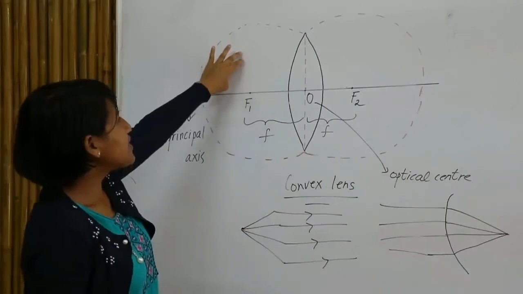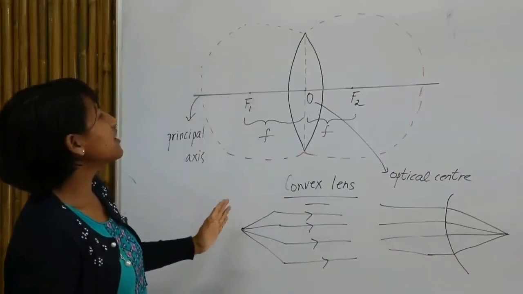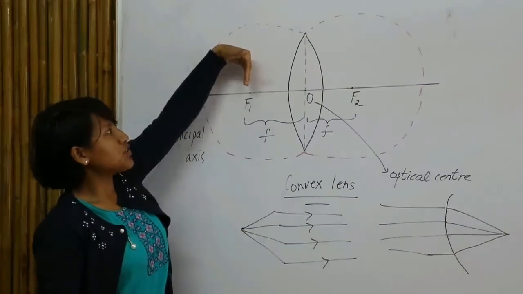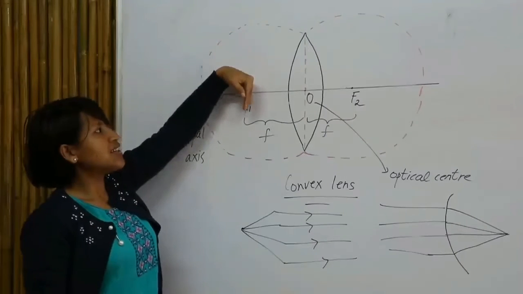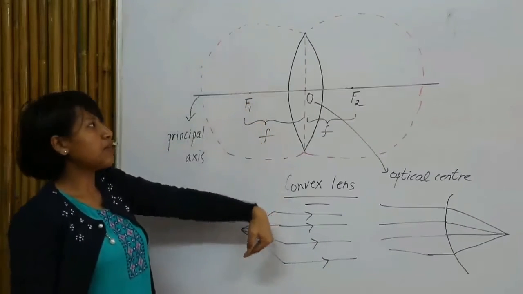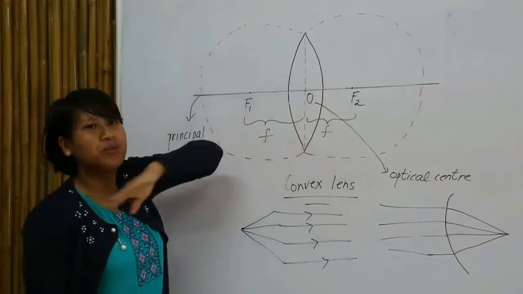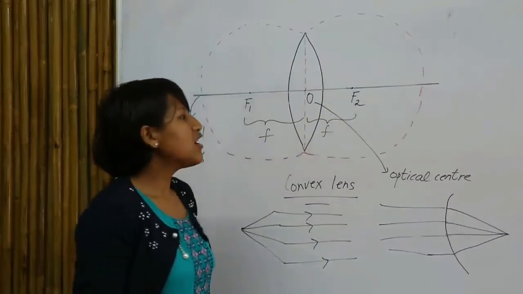And then we have the focal plane. When you pass a plane, like a piece of paper, through the first or the second principal focus, that is called the focal plane.